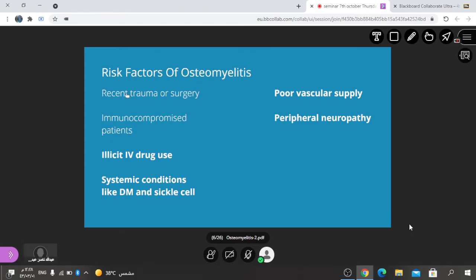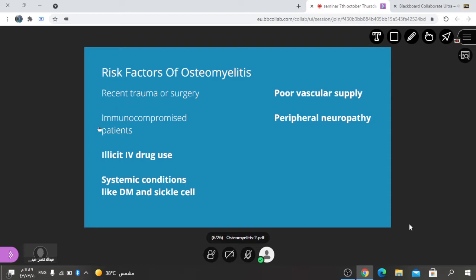When we go for the risk factors, we have multiple risk factors, and I will explain some of them. Recent trauma or surgery, it's common sense that when there is a lesion in the bone, either an open fracture or trauma to the bone, there will be a decrease in the normal structure and normal defense mechanism, like the cortical bone being so hard and preventive of infection.